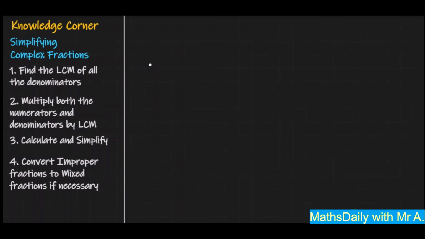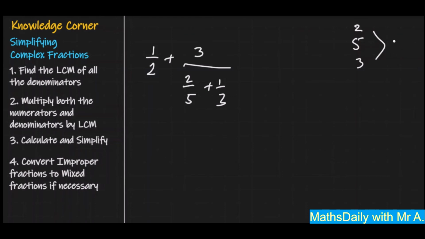Alright, let's have more examples. 1/2 plus 3 divided by 2/5 plus 1/3. So how are we going to solve this? First, let's find out the LCM of 2, 5, and 3. Now, the LCM of 2, 5, and 3 is 30. Now, let's multiply this by 30.